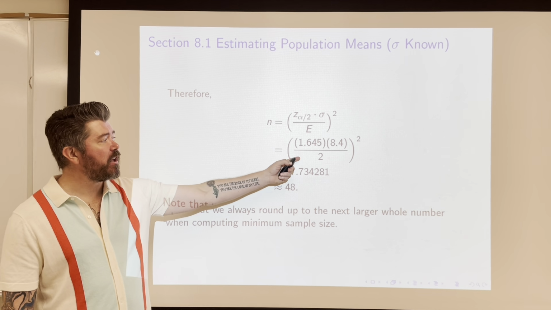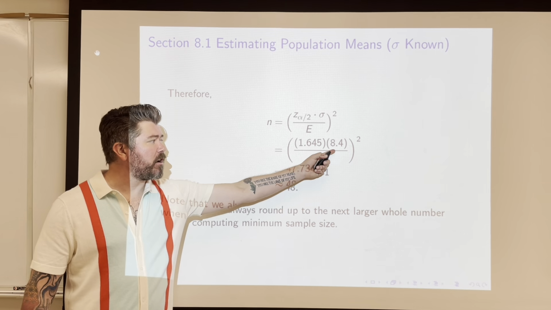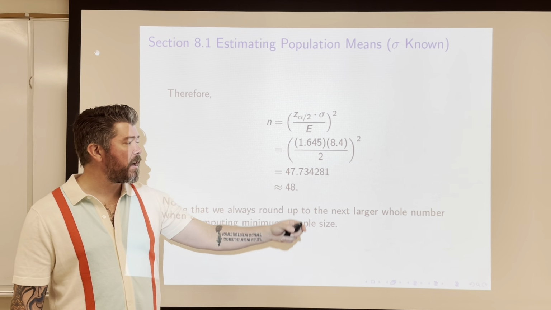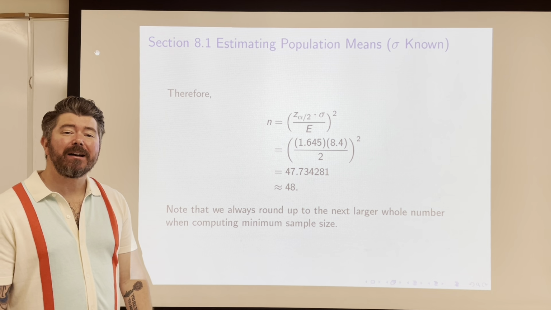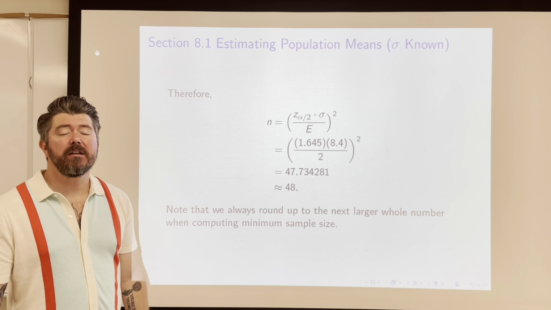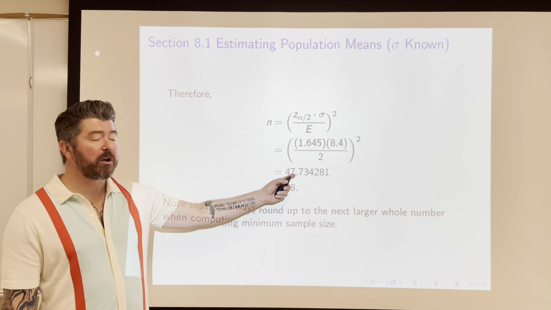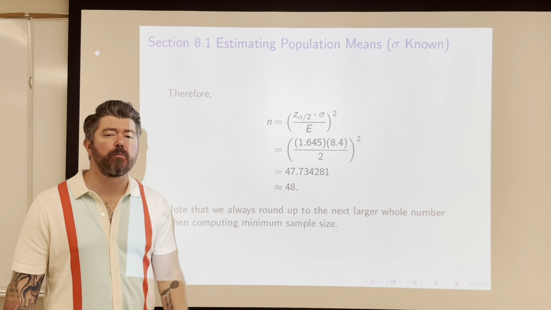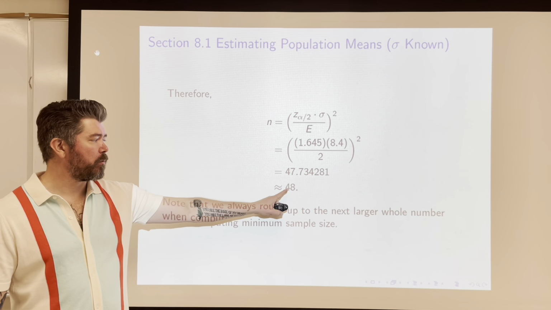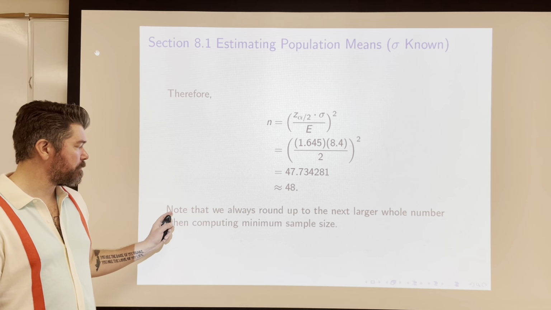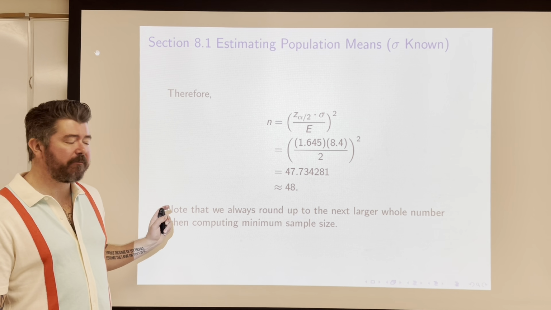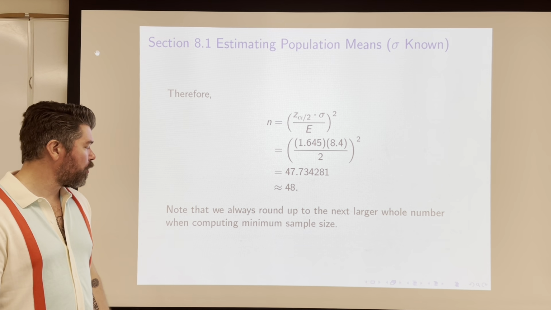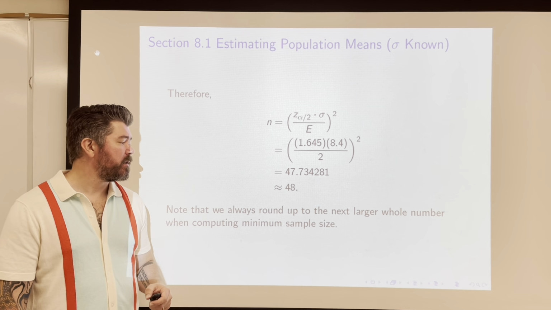Plugging everything into our formula, we have our z, our sigma, our E. We calculate it and we get 47.734281. Since it's a sample size, it's dealing with whole number values, so no matter what this decimal number is, we always round up. So we're going to use a sample size of 48. Again, just to reemphasize this, note that we always round up to the next larger whole number when computing the minimum sample size.